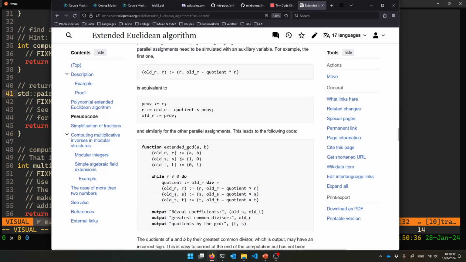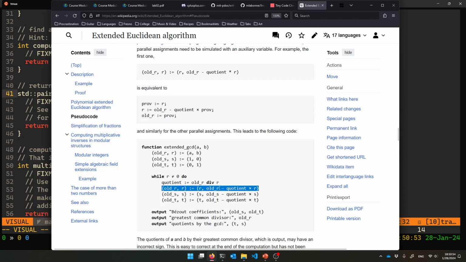So think about it that way. You might run into some issues if you try to code this in, like, you just say, okay, old R equals R, and then R equals old R minus all this. Because no, it has to be the old R. It's very confusing.